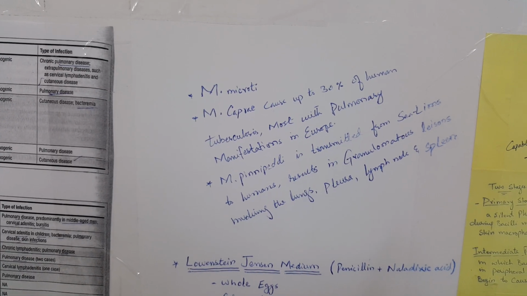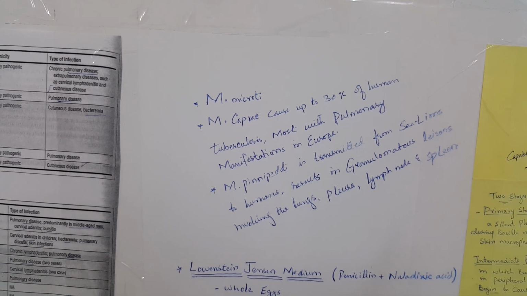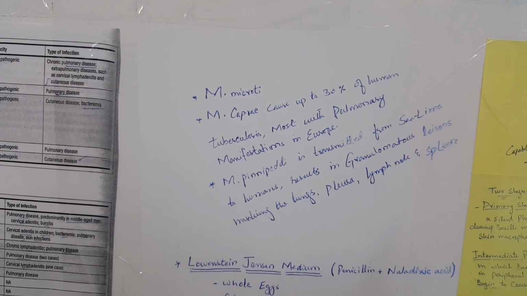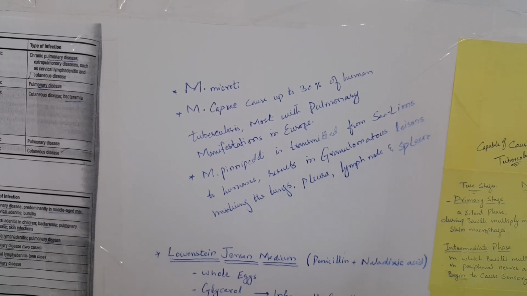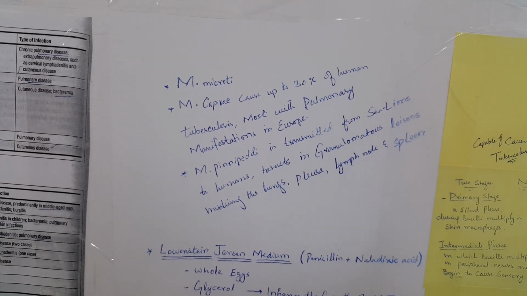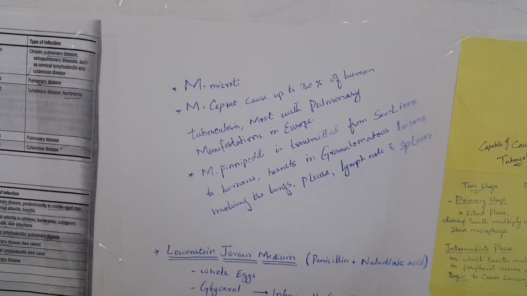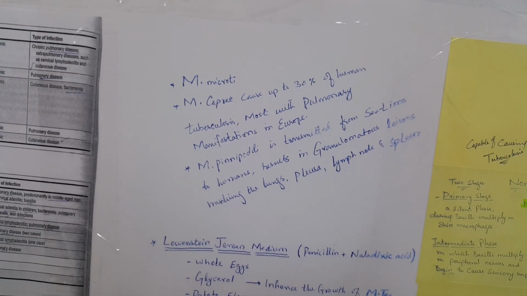Mycobacterium caprae causes up to 30% of human tuberculosis, mostly with pulmonary manifestation, in Europe. M. pinnipedii is transmitted from the sea lion to the human, resulting in granulomatous lesions involving the lungs, pleura, lymph nodes, and spleen.